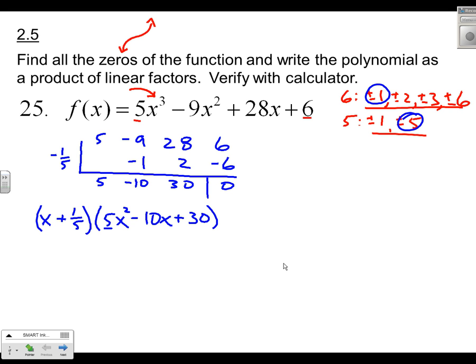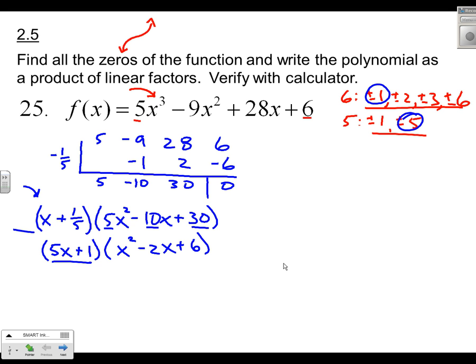And we notice that 5 can be factored out of this guy. I could put a 5 in front of here, but I think I'm going to just run that 5 right through this factor to clean it up a little bit. So now I have factors of 5 times x plus 1/5. And if I factored out the 5 and gave it here, I would be left with x squared minus 2x plus 6. And now we would try to factor that quadratic.